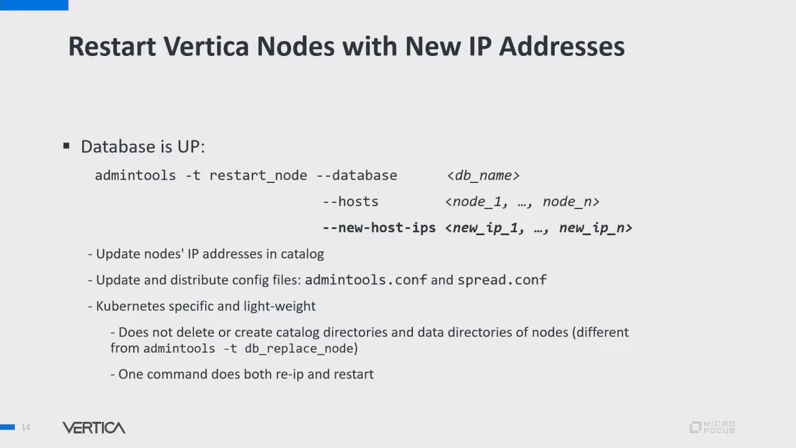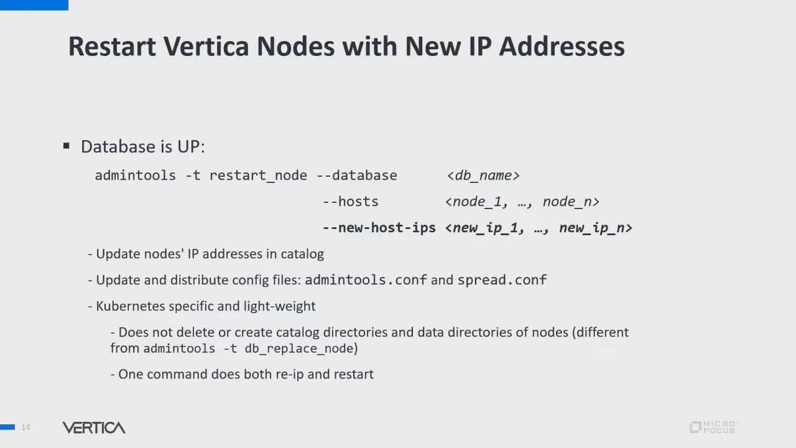The restart node command will first update the IP addresses of the specified nodes in the catalog, and then update and distribute config files, namely admin-tools.conf and spread.conf, to use the new IP addresses of the nodes. Finally, because the IP addresses of the nodes are updated everywhere, the command now can start up the specified nodes, and the nodes can join the cluster with the new IP addresses.